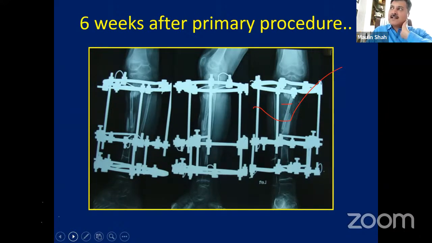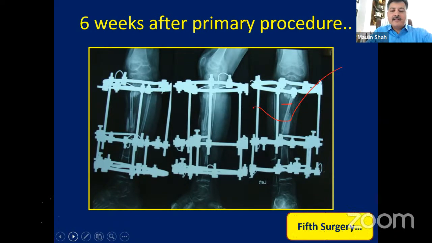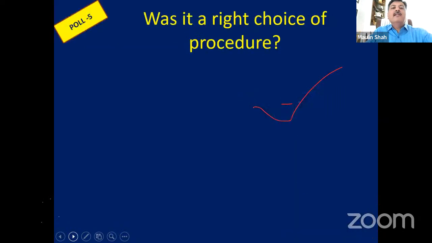Now I later realized that Sandeep and colleagues say that there should not be a diameter difference when you put a graft. So this fibula strut graft works very well in the humerus, in the proximal, in the forearm. But when it comes to tibia and femur, when diameter mismatch is there, it might fail. But in this case, what happened, everything was fine. That was the fifth surgery.